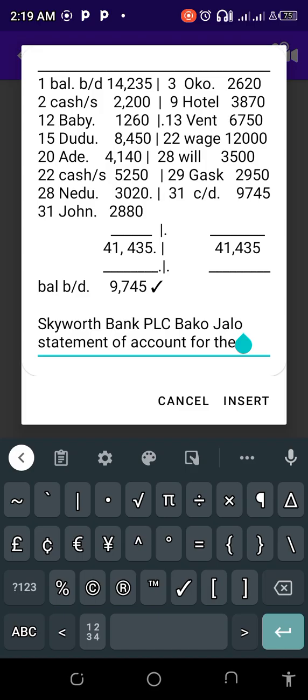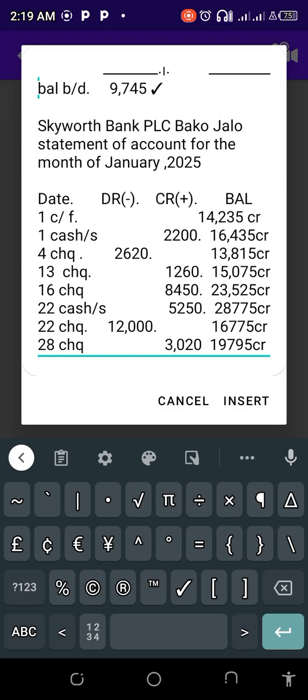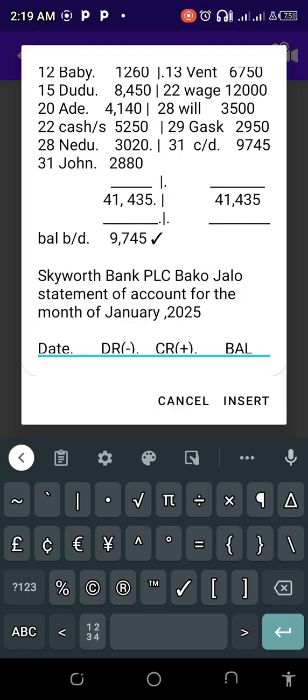Then let us take a look at the next one, the one following 1,260. That one is on the 15th. That is Due. Due is 8,450. Let us go and check the bank statement, the credit side, whether we will see Due. Yes, on the 16th, Due is there on the credit side, 8,450.